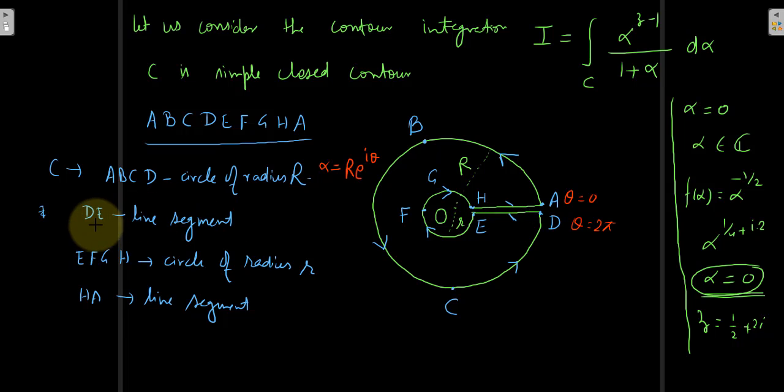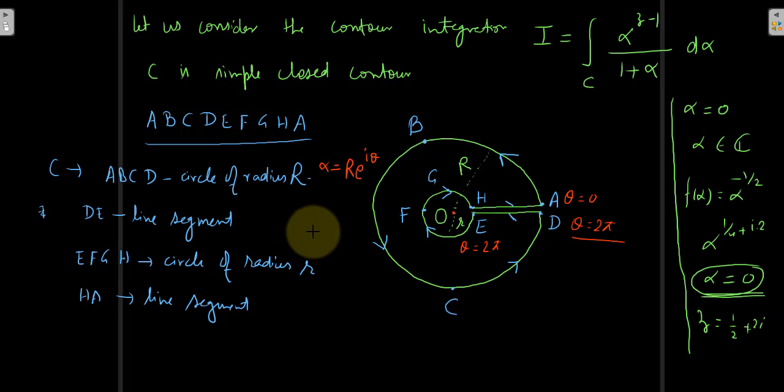Okay, so this is it. Next we have this line segment DE. What is the difference between these 2 points D and E? This is a line, and we know that D, E and O, these 3 points are on the same line. So the argument of D and the argument of E will be the same. The value of theta at D is 2 pi, so the value of theta at E will also be 2 pi. So theta is constant from D to E.